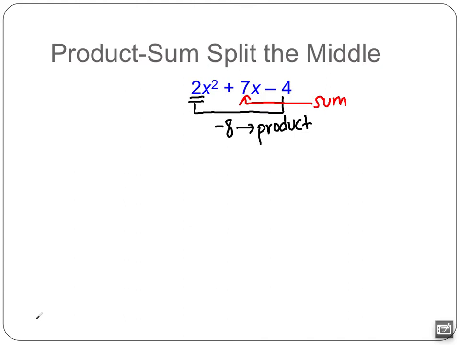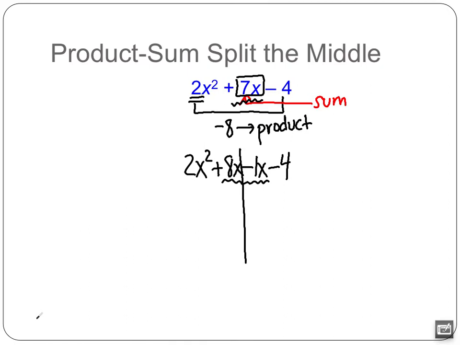Now this is called split the middle because we want to rewrite this middle term. So 2x squared stays the same. Now instead of writing 7x, we're going to write positive 8x subtract 1x, and then subtract 4. So our expression stayed the same, but now we have 8x subtract 1x instead of this 7x. From here, you want to put a line down the middle. We're going to factor the left side and factor the right side.